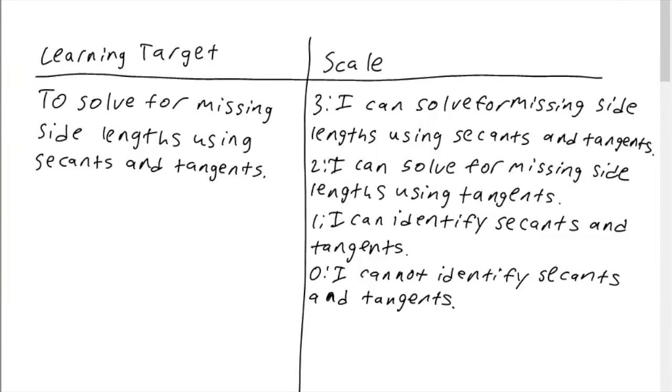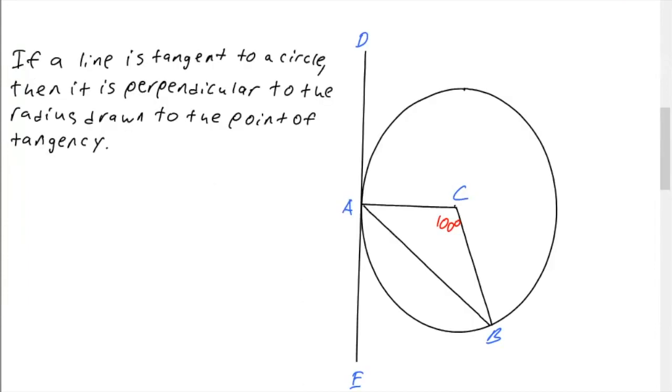Let's get started. If a line is tangent to a circle, then it is perpendicular to the radius drawn to the point of tangency. So here in this picture we have a radius, CA. So that means it's perpendicular to the point of tangency, A. A is the point of tangency because it's where DE intersects with the circle at that one point. So that means there's a 90-degree angle right here.